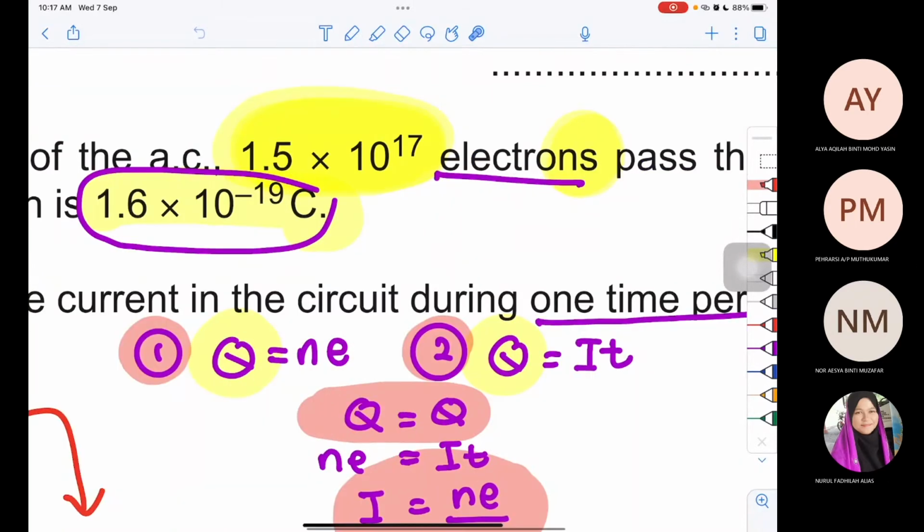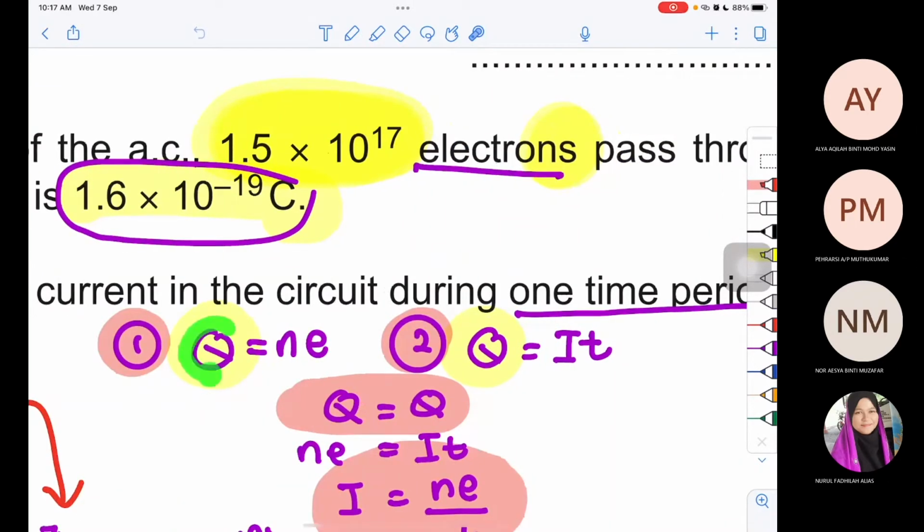Now what? Okay, next, okay, this is Q. Okay, so you need to know there is another formula for Q. What's Q? Q ni adalah charge. So another formula is Q equals to IT.